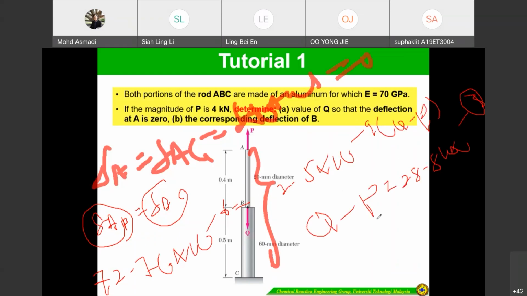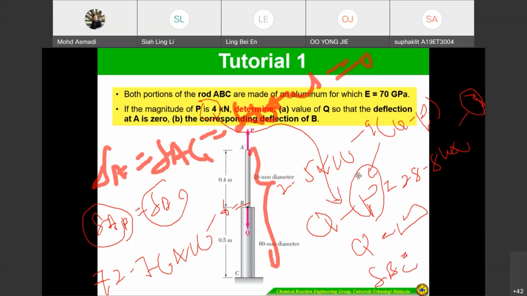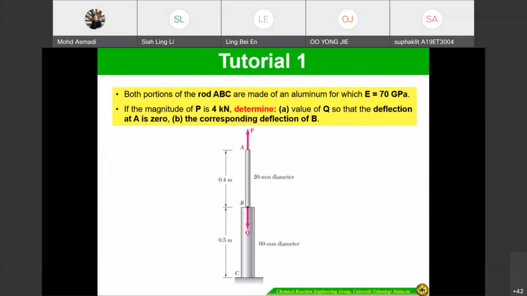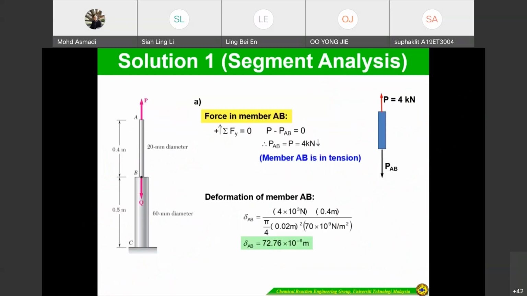We know that P is equal to 4 kilonewtons, so just substitute and you can get Q. And then finally, you can get the answer for delta BC. If you proceed, this one is similar. This is the solution.